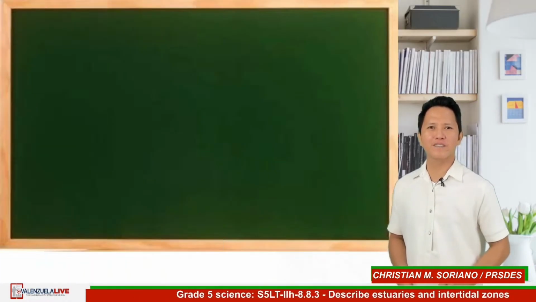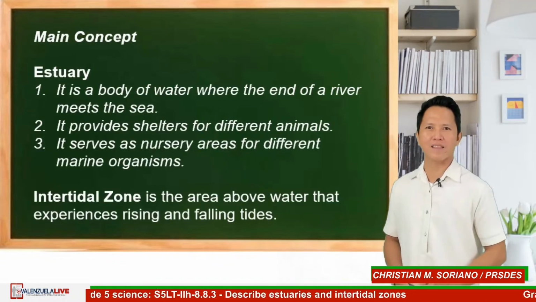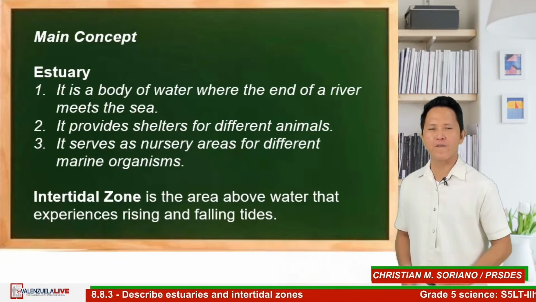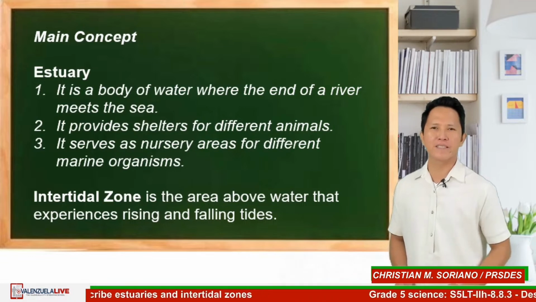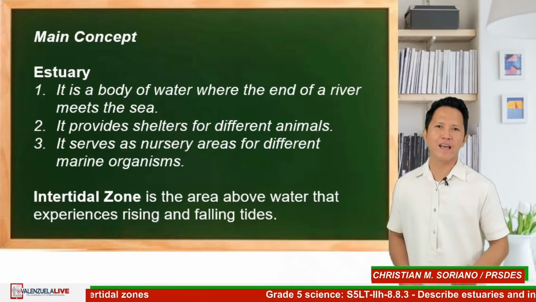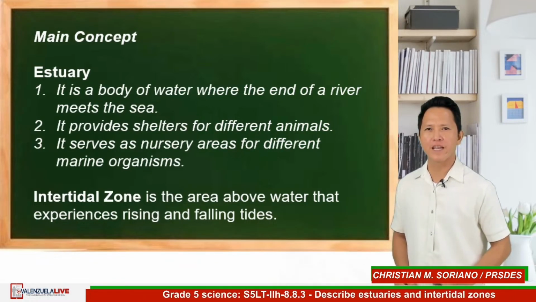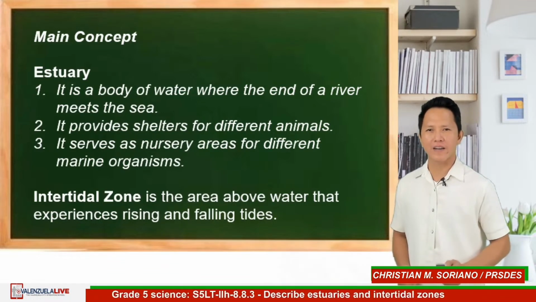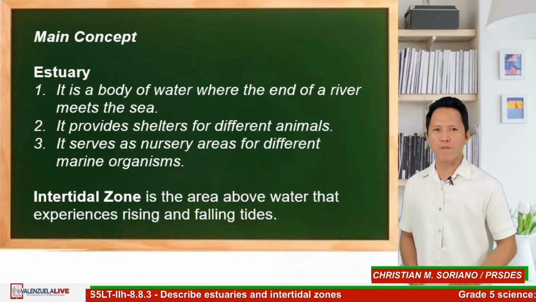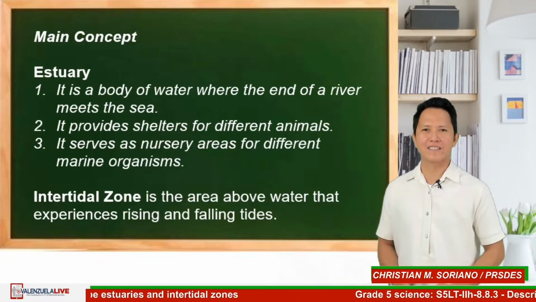Let's have a short review of the main concepts that we have enumerated. So, an estuary is a body of water where the end of a river meets the sea. It also provides shelter for different animals, and it serves as a nursery area for different marine organisms. And the intertidal zone is the area above water that experiences rising and falling tides.